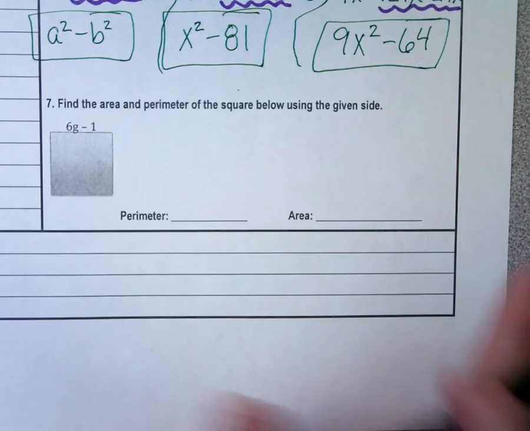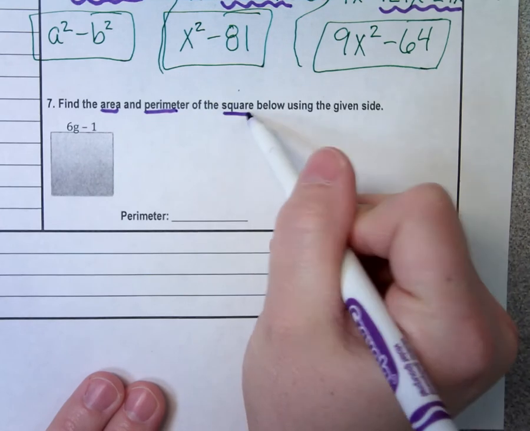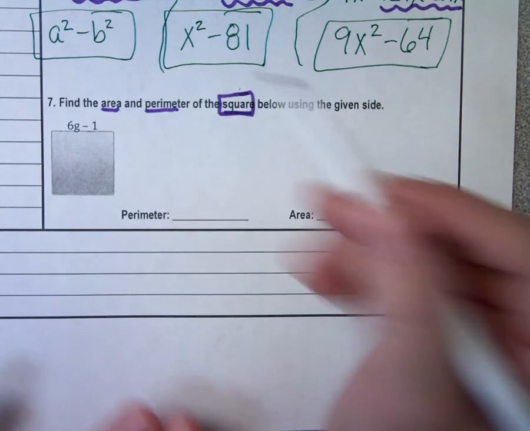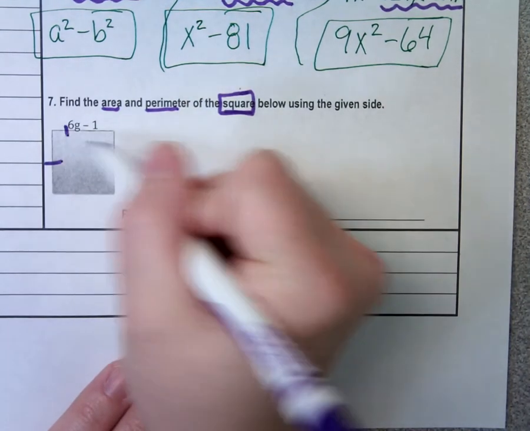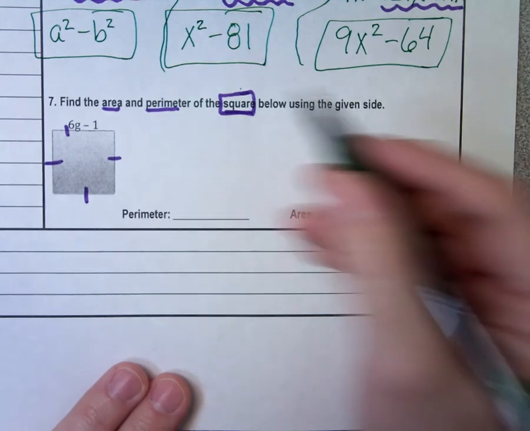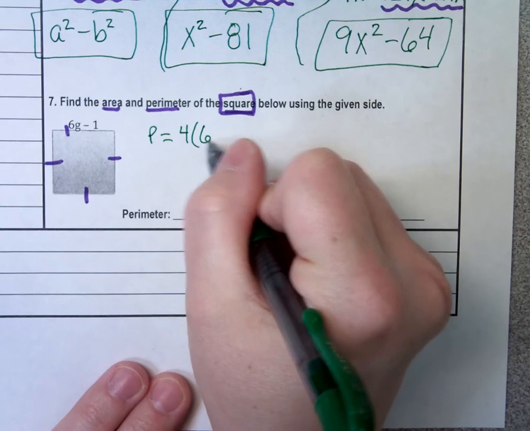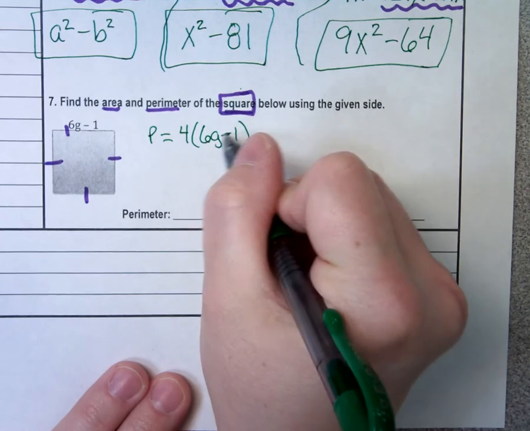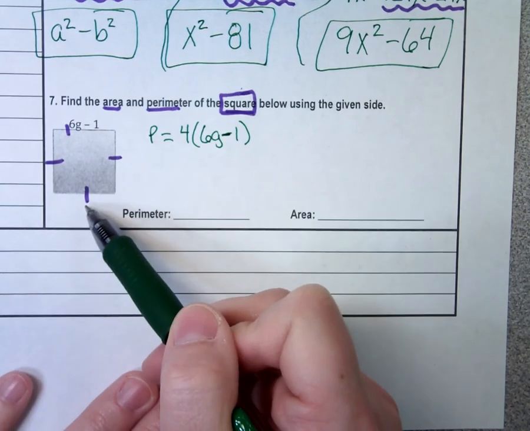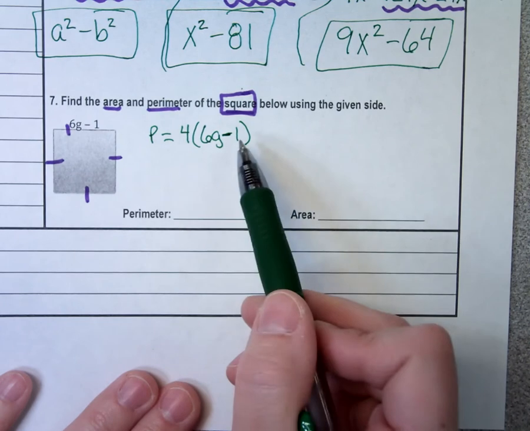Okay, last one. I want to find the area, and I want to find the perimeter of the square. So let's talk about a square. What do you know about a square? All sides are the same length. All sides are congruent. So if I want to find the perimeter, I can take 4 times one of my sides. I could also just add 6g minus 1 plus 6g minus 1 plus 6g minus 1 plus 6g minus 1. But this is just a little bit quicker.